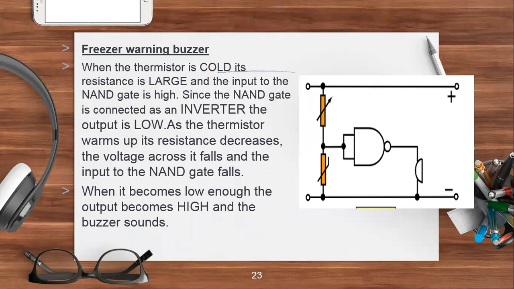Freezer warning buzzer. This is also used. When the thermistor is cold, its resistance is large and the input to the NAND gate is high. Since the NAND gate is connected as an inverter, the output is low. As the thermistor warms up, its resistance decreases, the voltage across it falls, and the input to the NAND gate falls. When it becomes low enough, the output becomes high and the buzzer sounds.